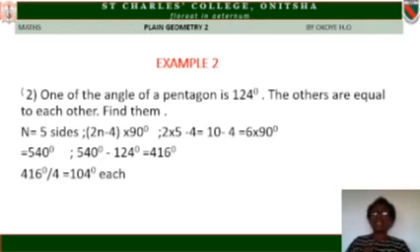You subtract the 124 degrees given to us. When we do that, our answer is 416 degrees. But remember, they say that the other remaining angles are equal to each other. What do we do? We divide by 4. When we divide by 4, the other remaining angles in the pentagon are 104 degrees each.